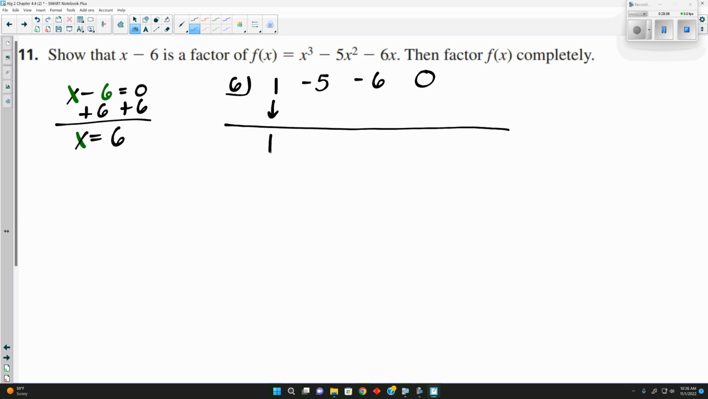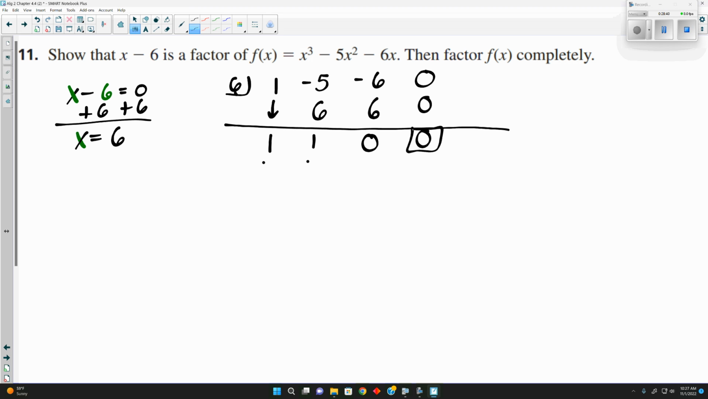Next thing we can do is bring down the 1 and start this here. So 6 times 1 is 6. -5 plus 6 is 1. 6 times 1 is 6, yes? -6 plus 6 is 0. 6 times 0 is 0, and 0 plus 0 is 0. So we showed that this is a factor, yes?